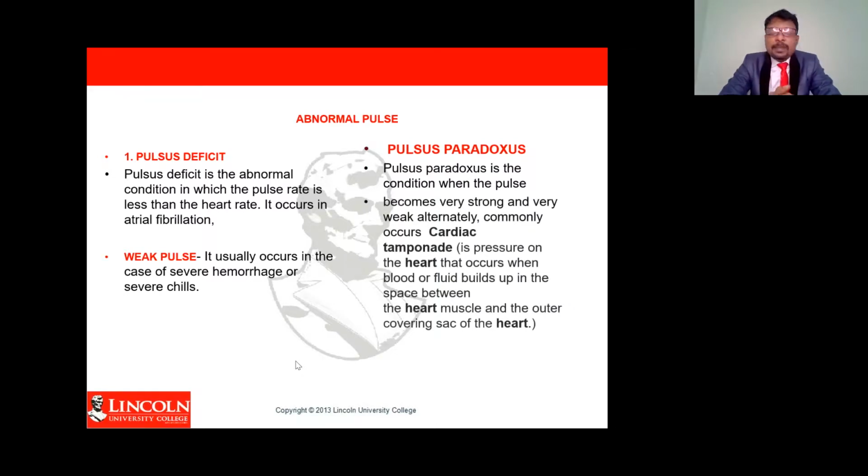So what are the abnormal pulses? We can feel different pulses. The first one is pulse deficit. Pulse deficit is abnormal: the pulse rate is less than the heart rate. For example, if the heart rate is 80 beats per minute and the pulse is less than 80 beats per minute, it indicates a pulse deficit.